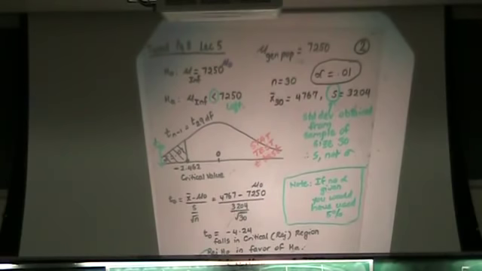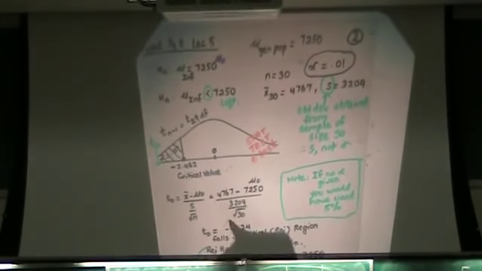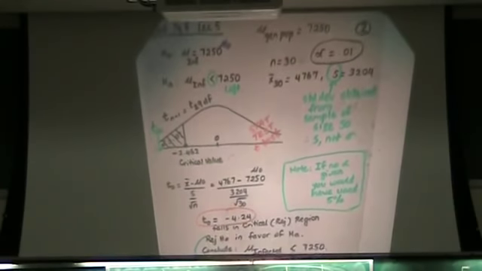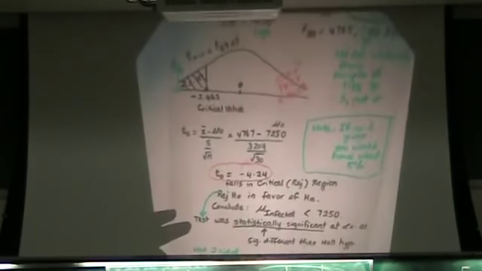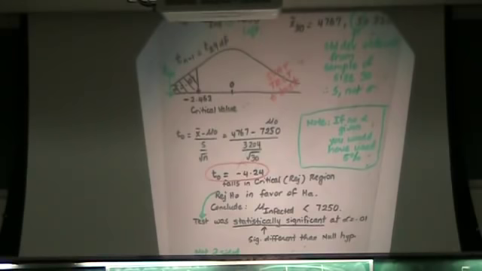P-value: 1.02 times 10 to the negative 4. We got a very small p-value also. Of course, we didn't get the exact p-value. We just got an estimate using the table, right? Yes or no? And the test statistic is minus 4.24, just like we got here. So everything's good. It matches with the calculator. Get it?